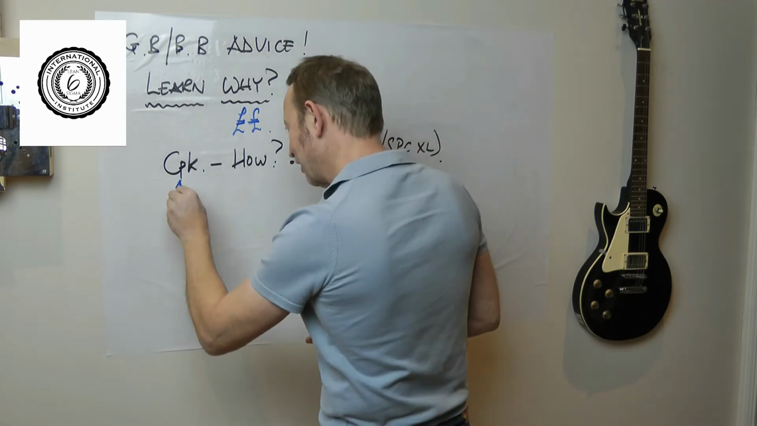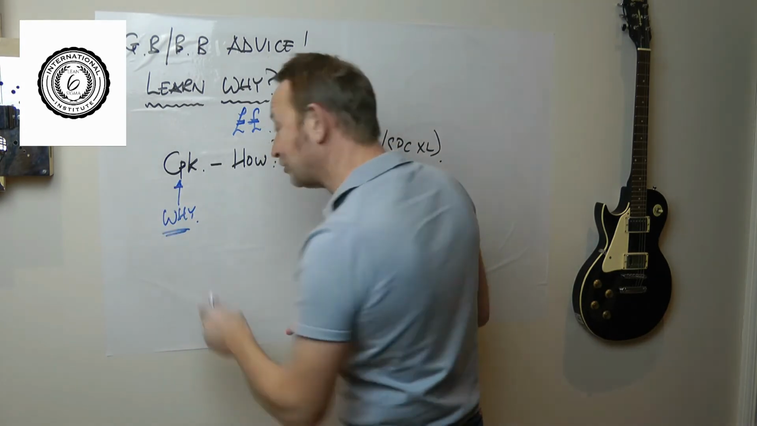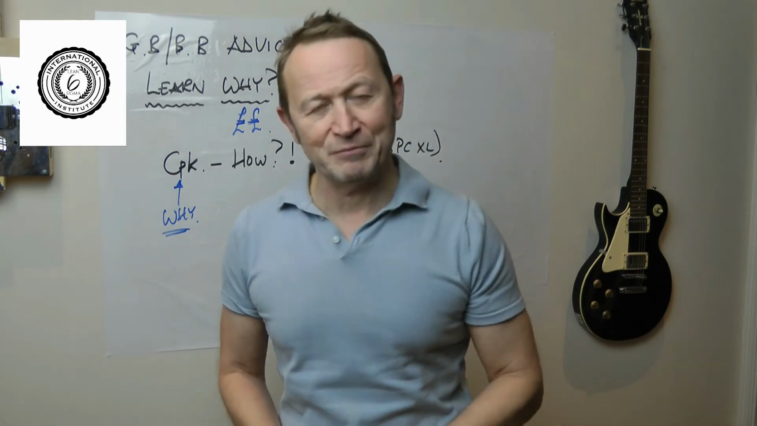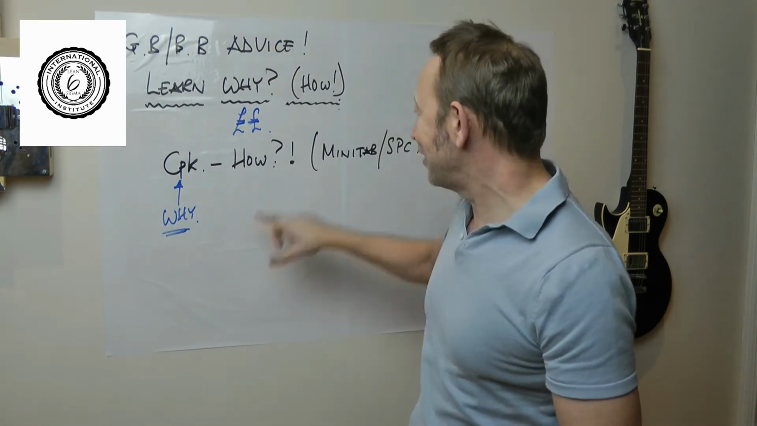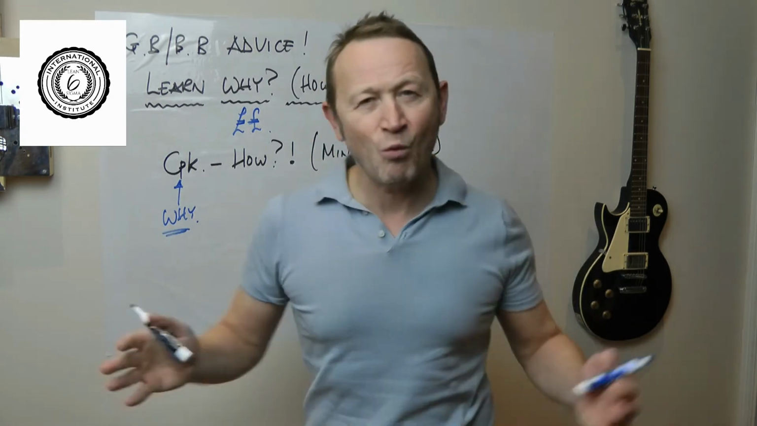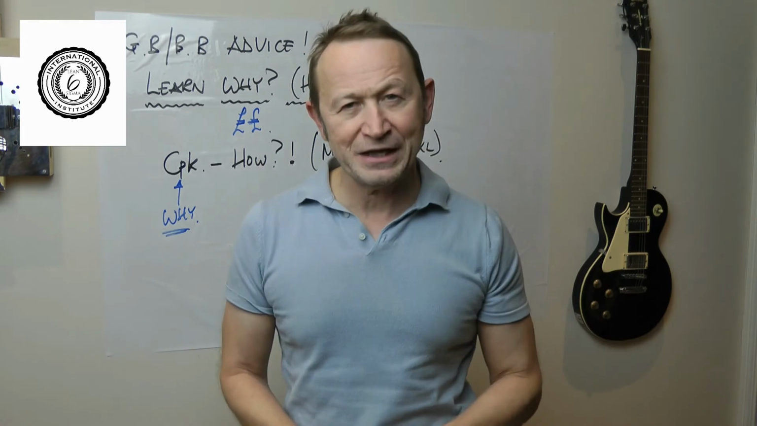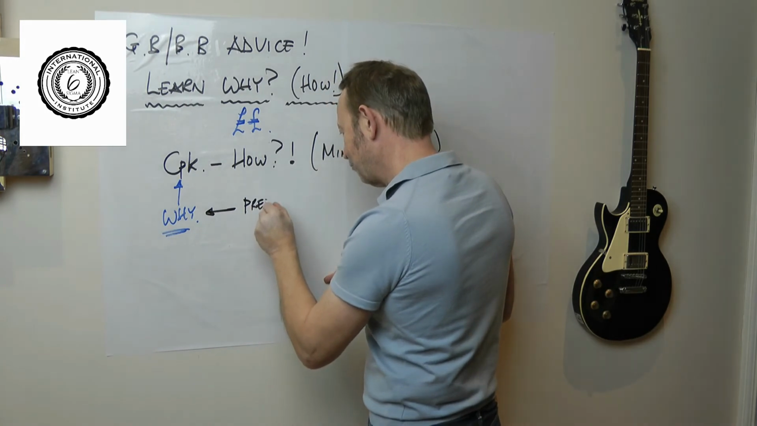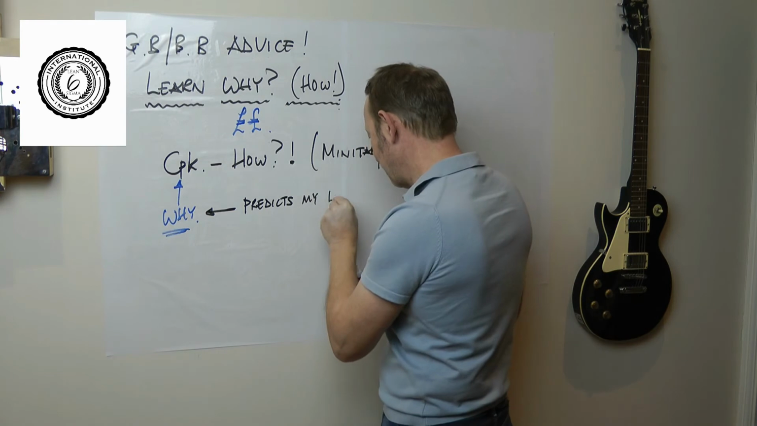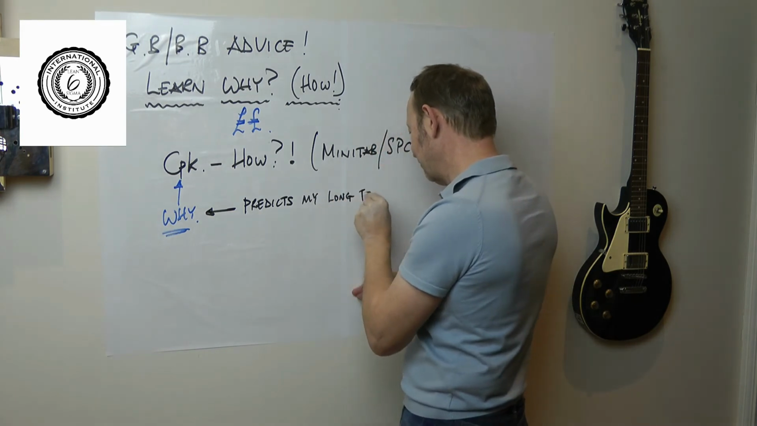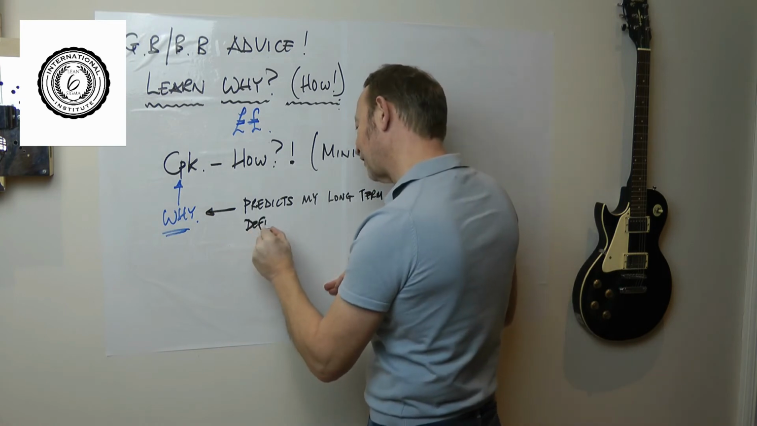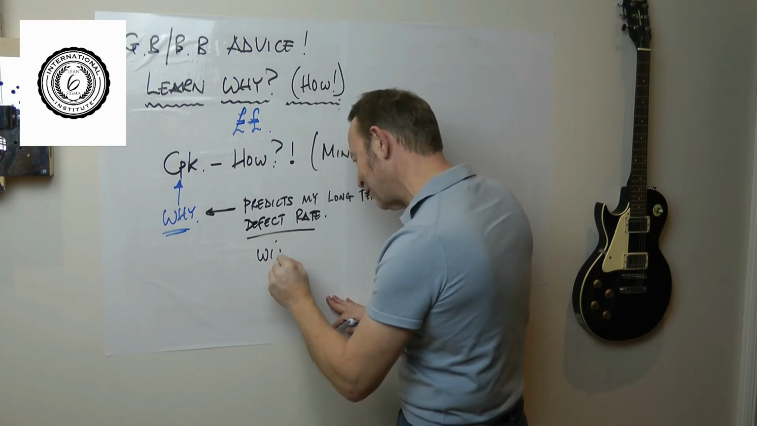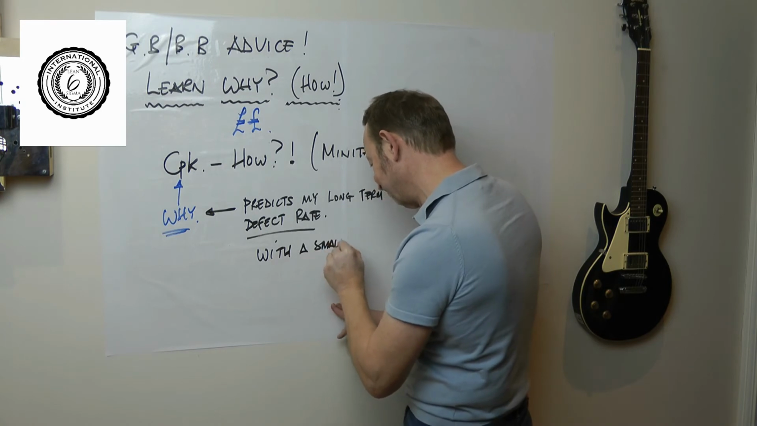Let's talk about why I do CPK. See, and this goes to the heart of all the statistical tools. People learn statistics at university and it bores the pants off them. Why does it bore the pants off them? Because they learn how, they don't learn why. Now, let's talk about why do I want to do CPK? What does CPK do? Here's what it does. It predicts my long-term defect rate. It predicts my long-term defect rate, and here's the killer, with a small sample.